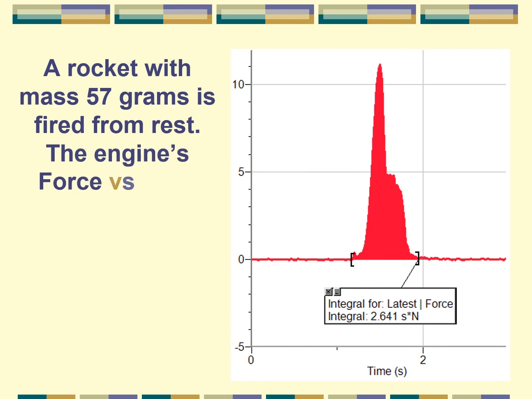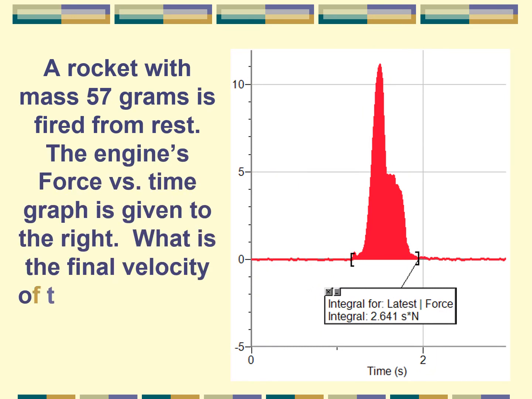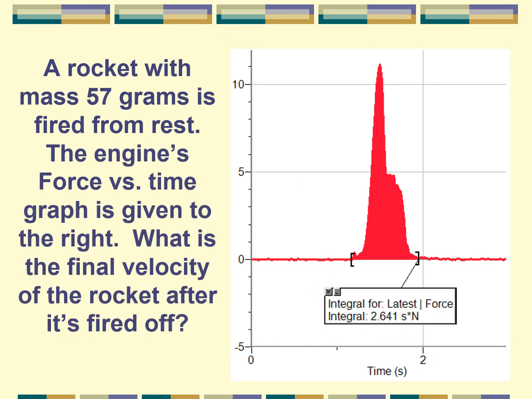In this, we have a rocket that has a mass of 57 grams and it's fired from rest. The engine's force versus time graph is given to the right. So what is the final velocity of the rocket after it's fired off? Okay, so this word here, it says integral is going to be 2.641 seconds times newtons. Now that's helpful to give us because if you remember a force versus time graph, the area for a force versus time graph can give us the impulse for that graph.